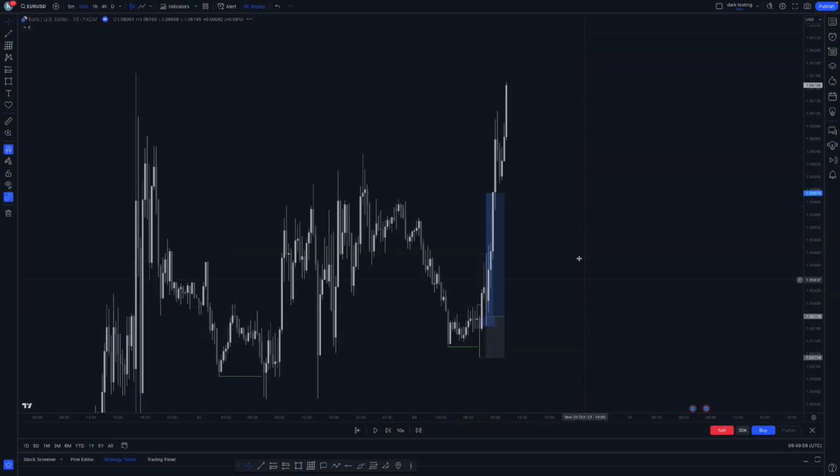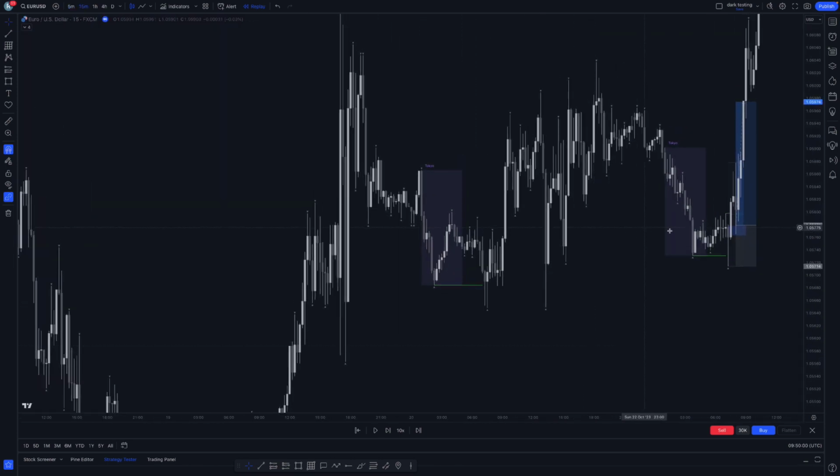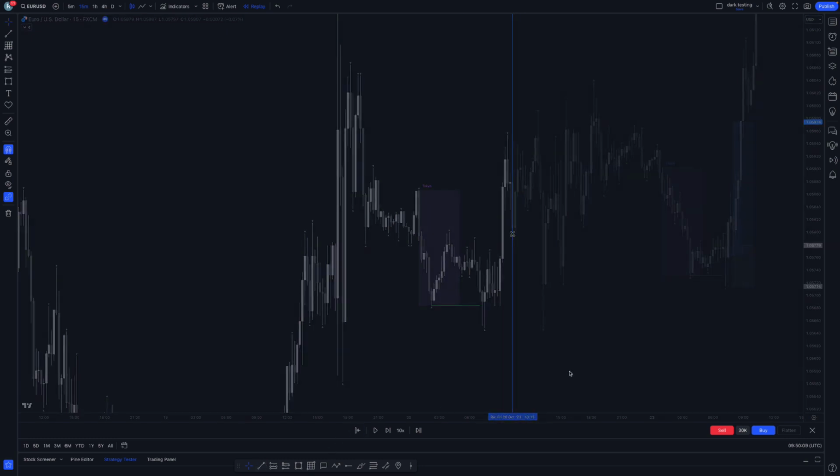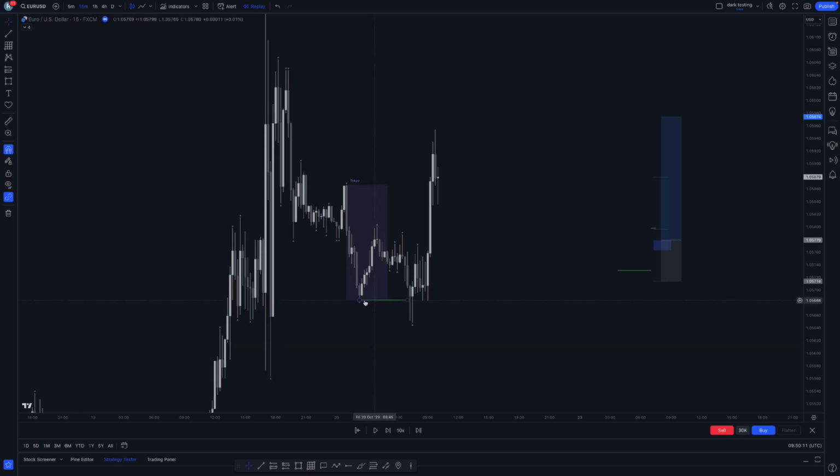So what we can do is go back to the 15-minute, and if we look at the previous day, as you can see, this is a Monday, and on the Friday, just before the weekend, we've got another opportunity. As you can see, what happens is we take out Asia range low, look to take out Asia range high.